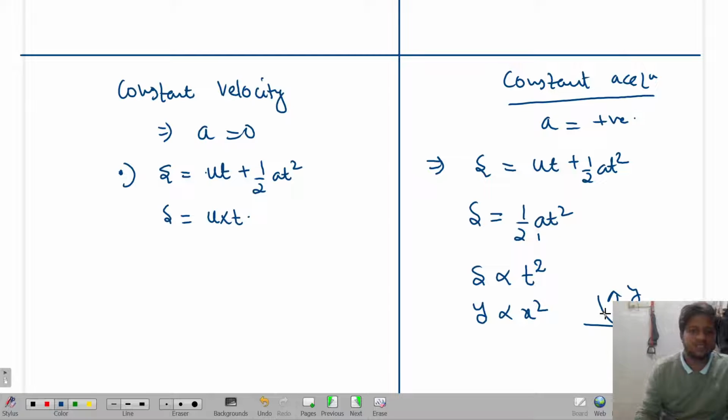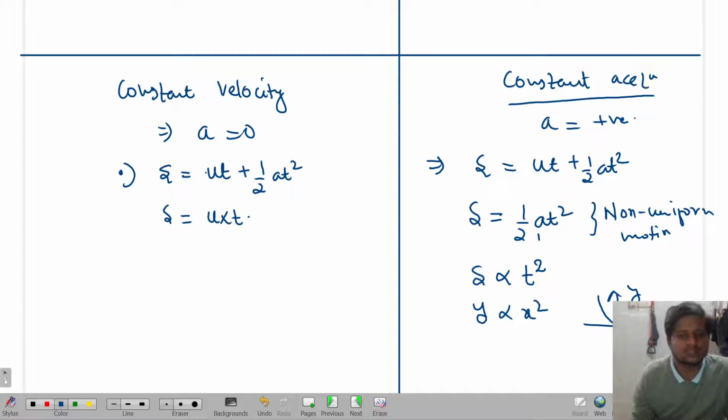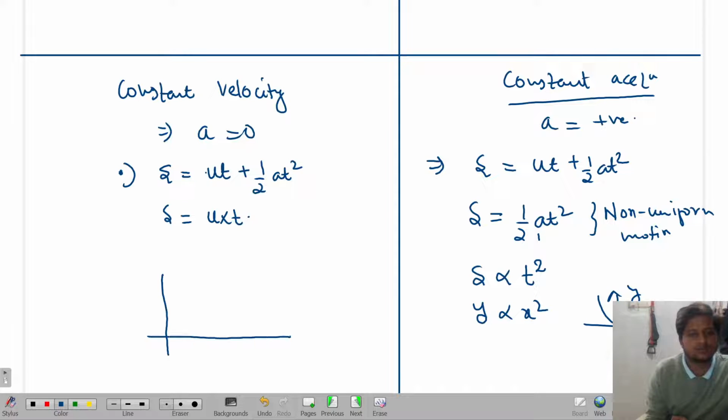If you have a constant acceleration graph, then I say that it is a non-uniform motion. Why do we say that? Because you are traveling unequal distances in equal intervals of time. Understood or not? So what will be the graph of that? Displacement with respect to time, try to understand.